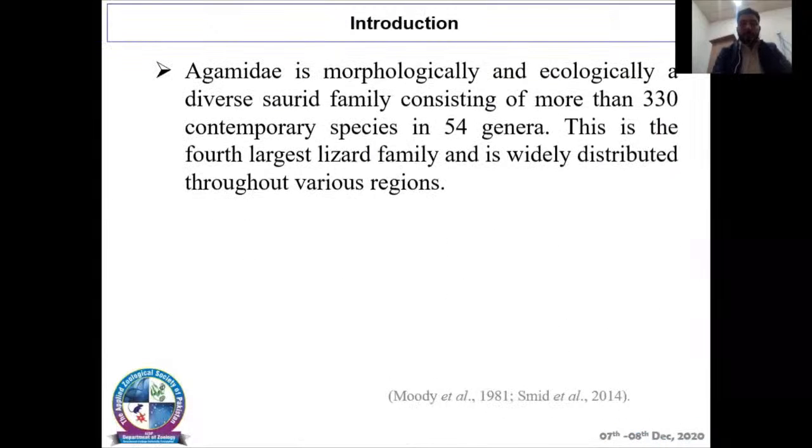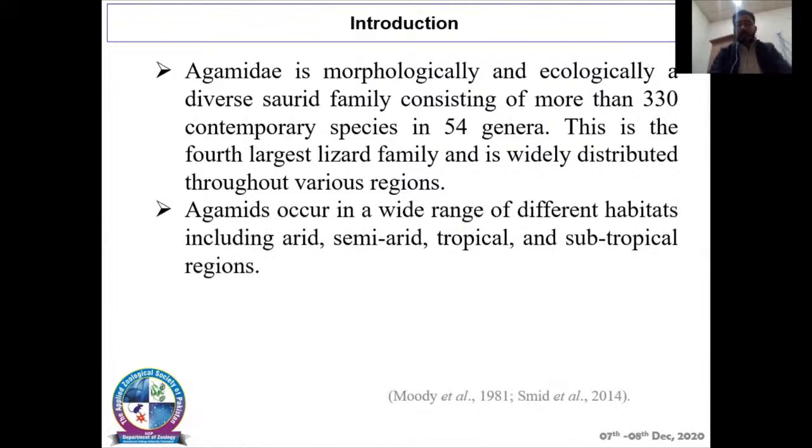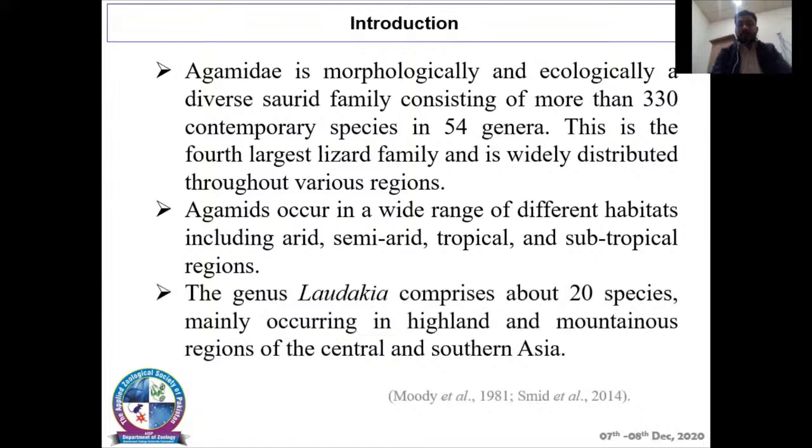Introduction. Agamidae is a morphologically and ecologically diverse saurian family consisting of more than 330 contemporary species in 54 genera. This is the fourth largest lizard family and is widely distributed throughout various regions. Agamids occur in a wide range of different habitats including arid, semi-arid, tropical and subtropical regions. The genus Laudakia comprises about 20 species mainly occurring in highland and mountainous regions of Central and Southern Asia.